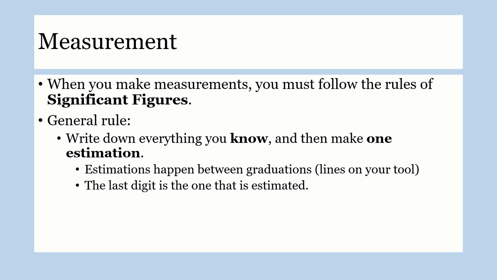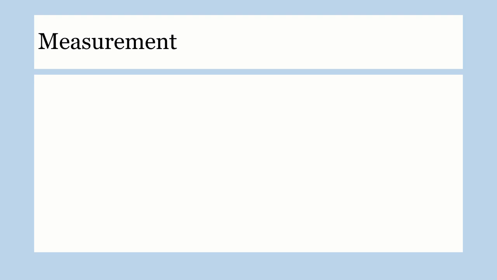The last digit is always the one that is estimated. So none of the other digits, they have to be known for sure that it has to be between this and this. That last digit is estimated, and you only get one digit to estimate it. Even if you think it's a quarter of the way into or between graduations, you can't write 0.25. You have to make a decision: is it 0.2 or is it 0.3? So you get one digit of estimation.